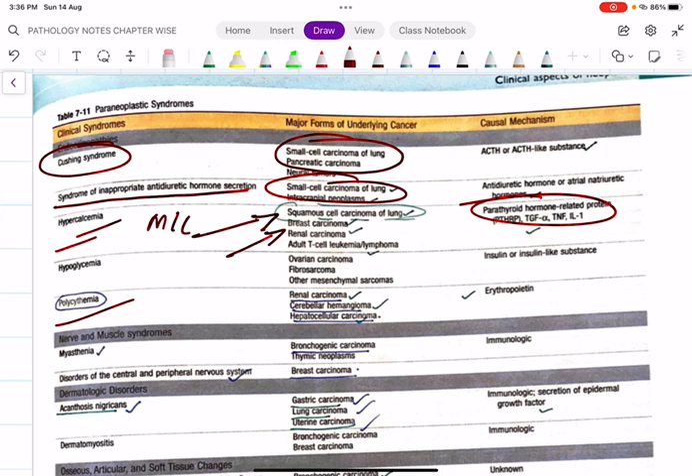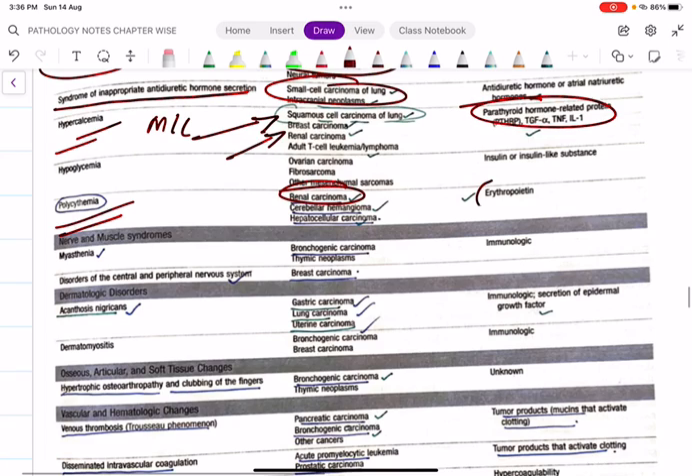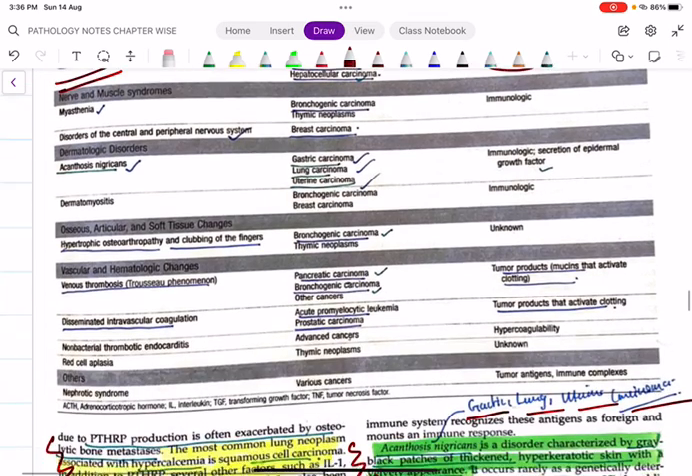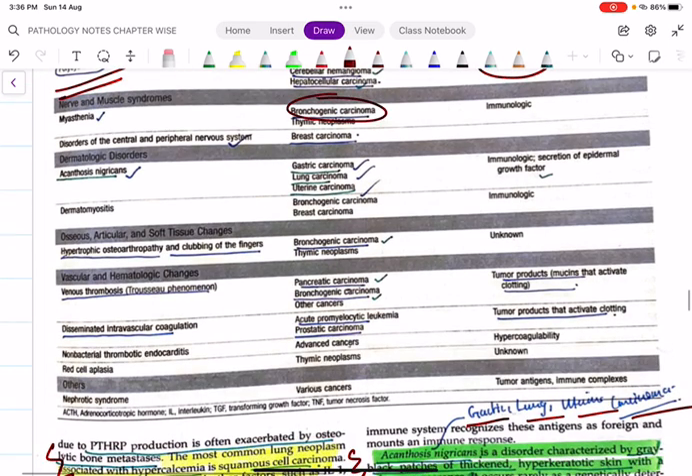Okay. Then polycythemia, very, very important, is renal carcinoma. This has been asked 2 years back in Central Institute exam. Polycythemia vera is one of the paraneoplastic syndromes associated with renal cell carcinoma because of increased erythropoietin production. Then myasthenia gravis in bronchogenic carcinoma. Again, this has been a question.